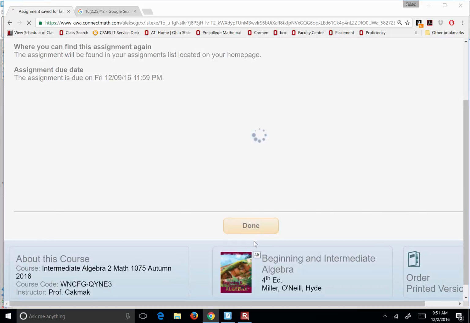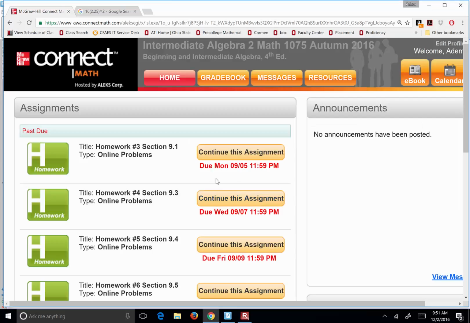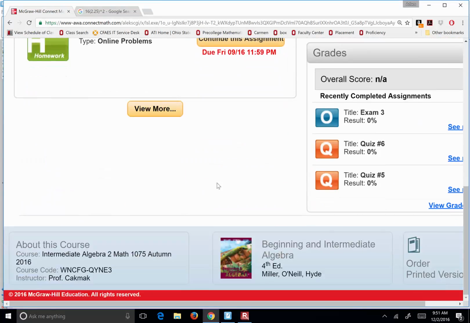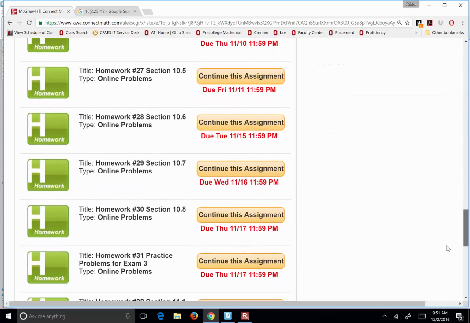While I'm opening a new one, why don't you try this question ahead of me? 4x squared plus 40x plus 15. Same work. This time you have a 4, a nasty 4. I will show you how to tackle it. But let's just try on your own, see what you can do about it.